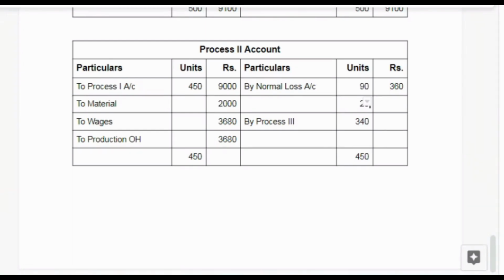And if the missing figure is on the credit side, mind well, that will be considered as abnormal loss. Why is it considered as abnormal loss? Because here loss is more than your expectation. Your expectation is 450 is your input and 90 is loss, then 360 should be output. But instead of 360, your actual output is 340. That means 20 more units are lost, and that loss is known as abnormal loss.